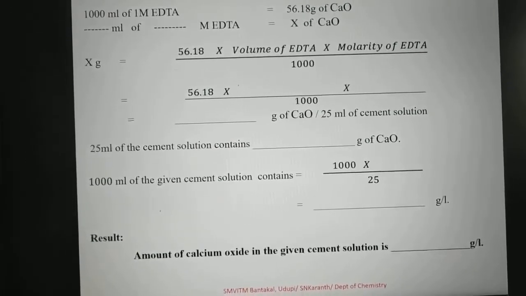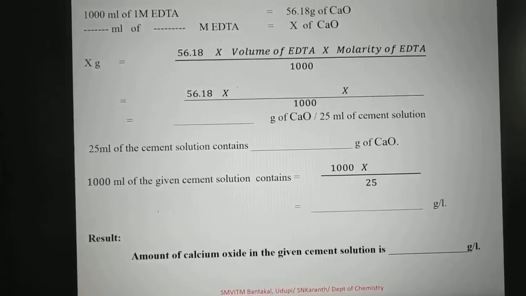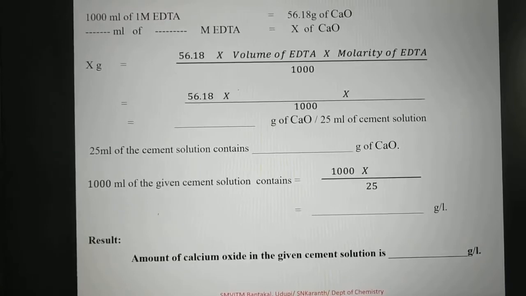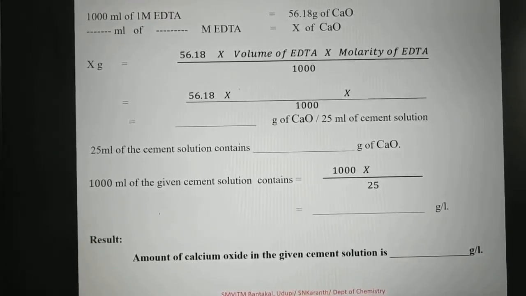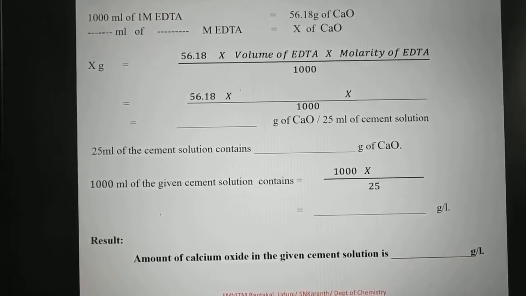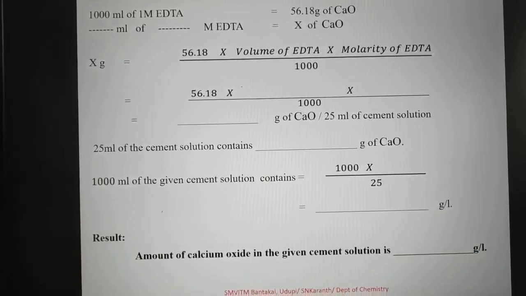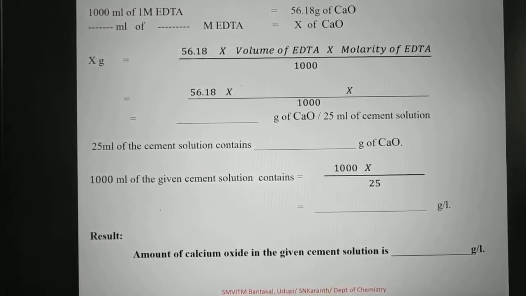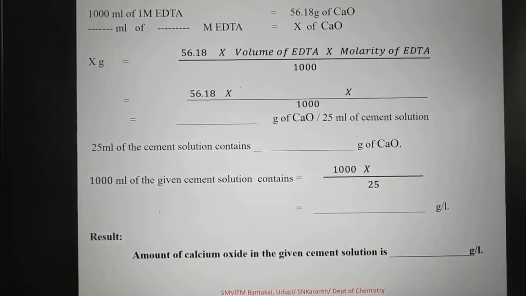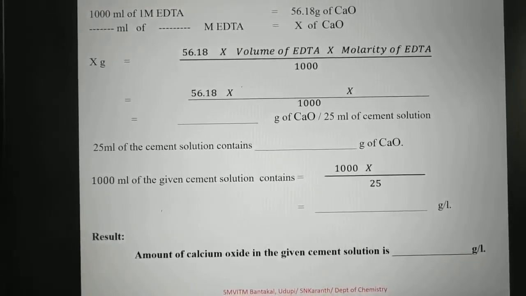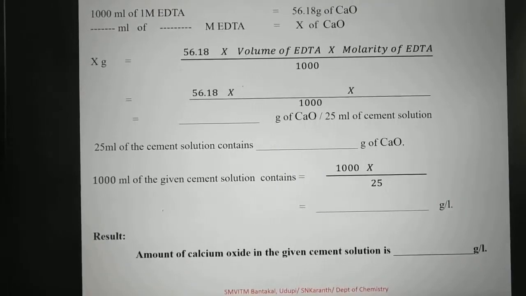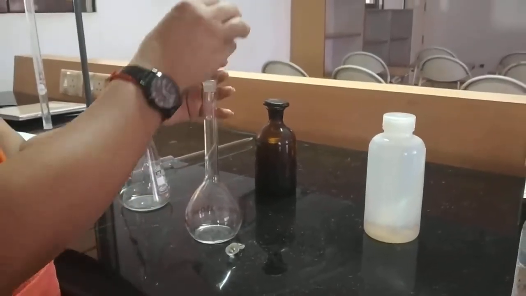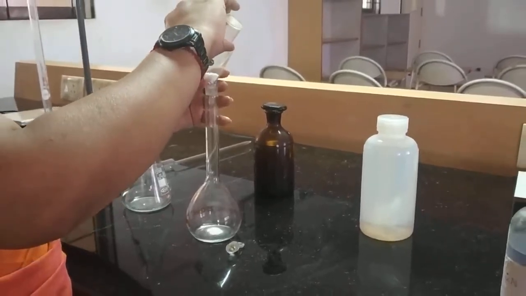That is, we can detect the amount of calcium oxide in 25 ml of cement solution. Therefore, for 1000 ml of the given cement solution, we can determine the content. So finally we can express the quantity of calcium oxide present in the given cement solution in terms of gram per liter. First I will take EDTA crystal and transfer it into a standard flask by means of a funnel.